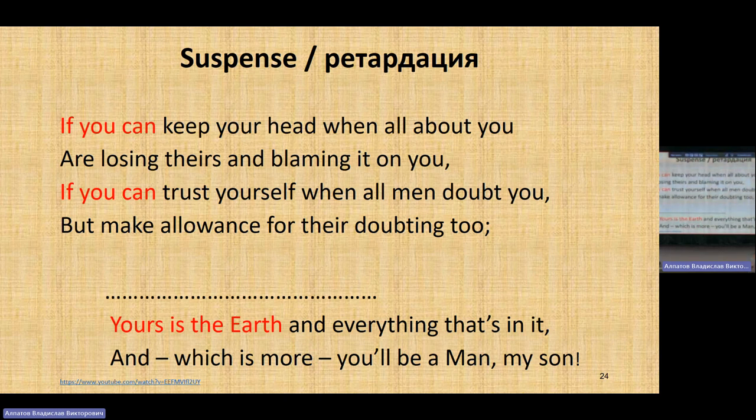Not all of you. I'm going to play this in a second, recited by a famous British poet, actor Michael Caine. But this is a really nice poem. I advise you to look at it closer, maybe even to learn it, because this is such a brilliant poem. The whole poem is a series of clauses. If you can keep your head when all about you are losing theirs and blaming it on you. If you can trust yourself when all men doubt you, but make allowance for their doubting too.